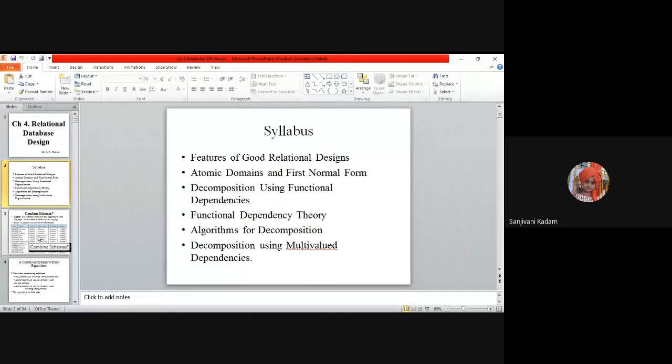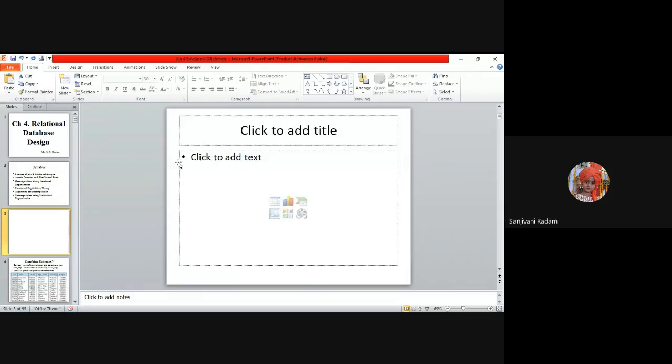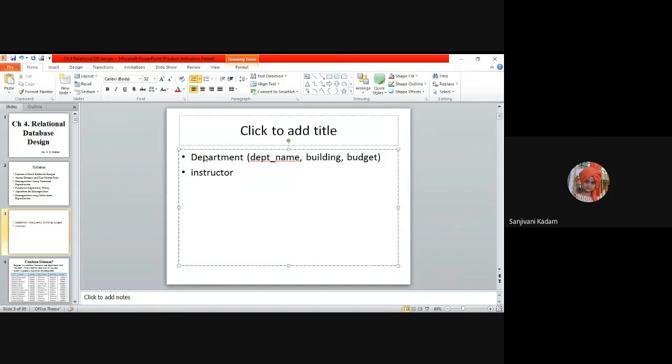Previously we have seen many relational schemas regarding instructor, department, etc. For the department relation, we are considering the schema as department name, then the building in which it is situated, and budget. This is the general schema which up to now we are using for the department relation. For the instructor relation we are using the schema ID of the instructor, name of the instructor, department name of the instructor, and salary of the instructor. So these are the four attributes which we are considering in case of instructor.